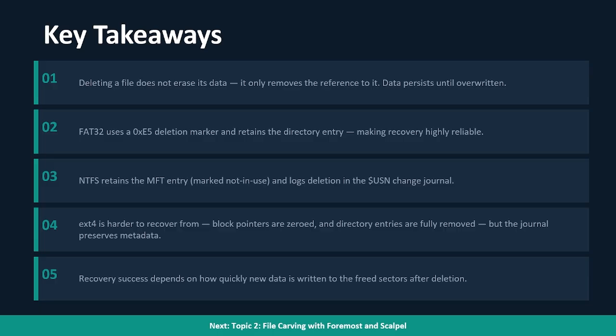So key takeaways: deleting a file doesn't erase the data, it only removes the reference to it. ext4 removes more of the references. FAT32 removes just a single character of the reference, but the data still persists. FAT32 sets the hex E5. NTFS marks the MFT entry as not in use. ext4 zeroes the block pointers, but leaves all the data there. And how quickly you can get access to that drive and start your analysis determines how likely you are to recover those particular files.